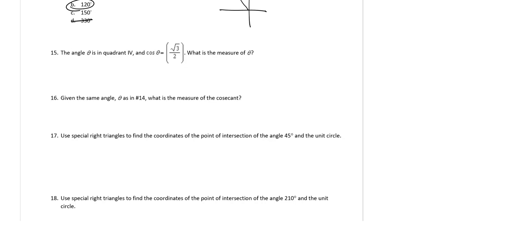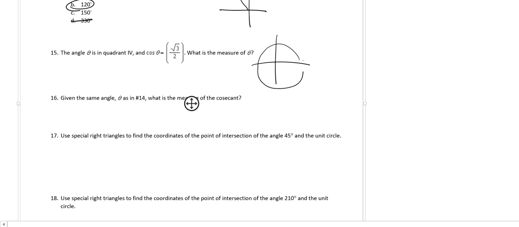The angle theta is in quadrant 4, and cosine of theta is square root 3 over 2. What is the measure of theta? Same thing, guys. If y'all are memorizing these, this is where it is best. So cosine is square root 3 over 2. That means if I'm looking at my unit circle, I'm going to be closest to that 1.